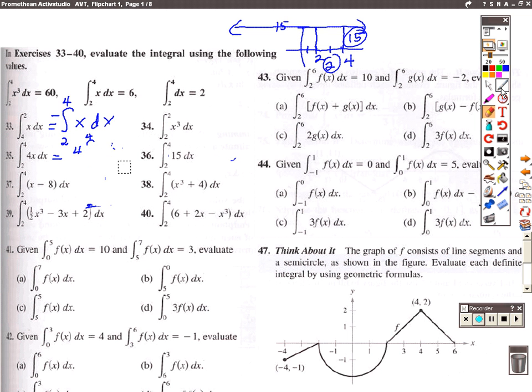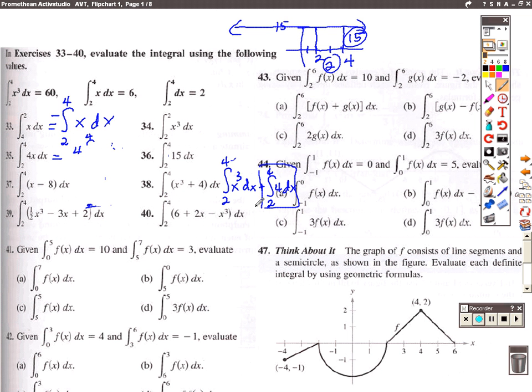All right, 38, same scenario. We're going to take this apart, and we're going to rewrite this as the integral from 2 to 4 of x cubed dx plus the integral from 2 to 4 of 4 dx. And again, this is your rectangle scenario. It would be a rectangle that's 4 units tall, 2 units wide, so that area would be 8.